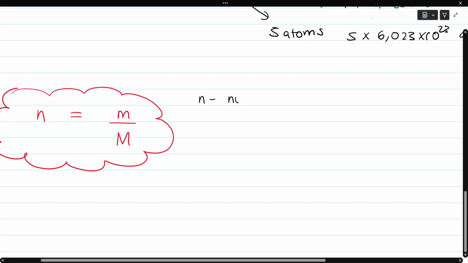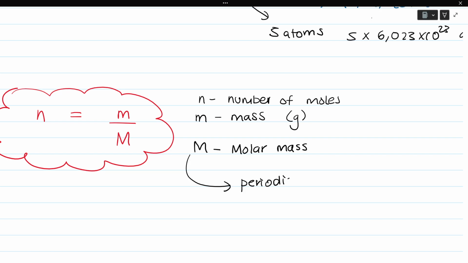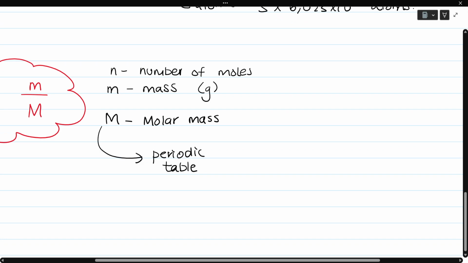So remember that n is basically your number of moles. Small m is the mass of whatever substance you're dealing with, usually in grams or kilograms, and then your capital M we call the molar mass. And how do we get this value? Well, for this value we need to go to our periodic table. Okay, so recall that we would go to the periodic table, we would find the mass, and we would also need the chemical formula for it.